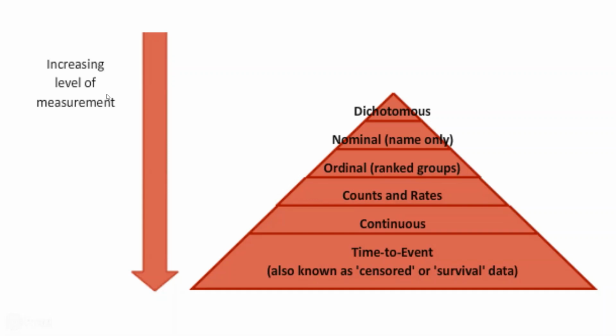From dichotomous, I just have 2 options, so it's so simple. But when I go to including time in my variable, it's really complex, and this is why the hierarchy is like this. I have less data, more, till I have time, and this is really a high amount of data.